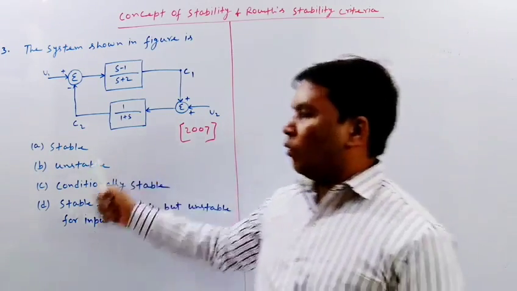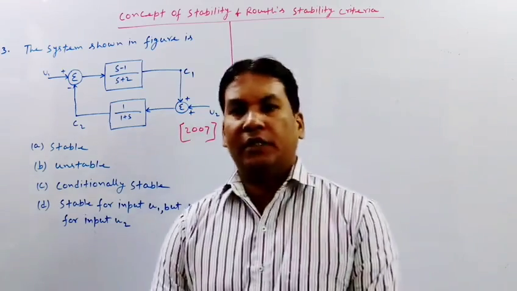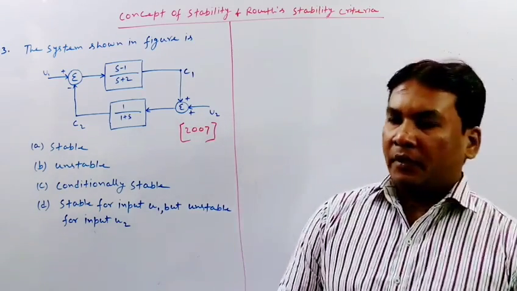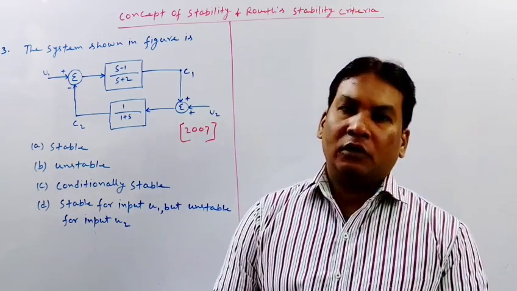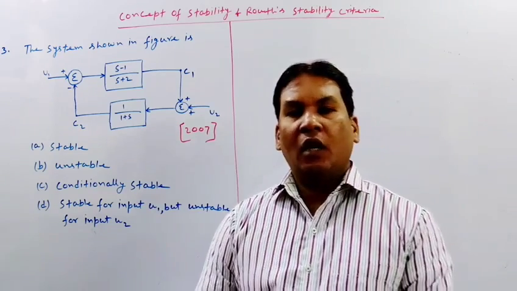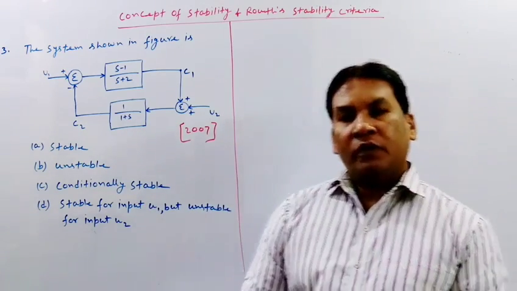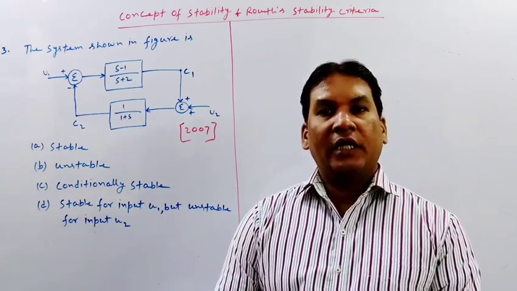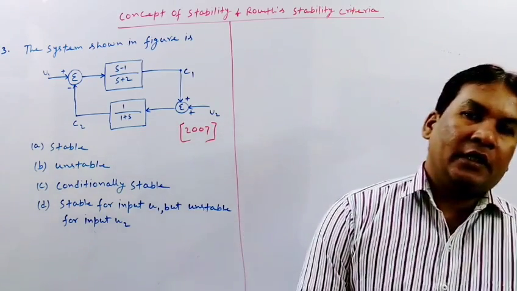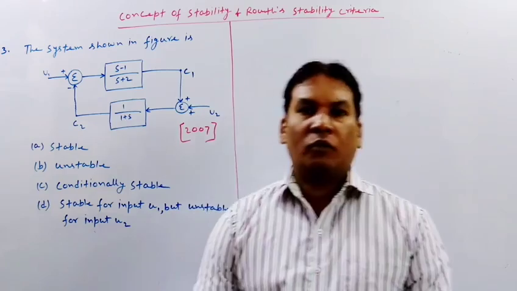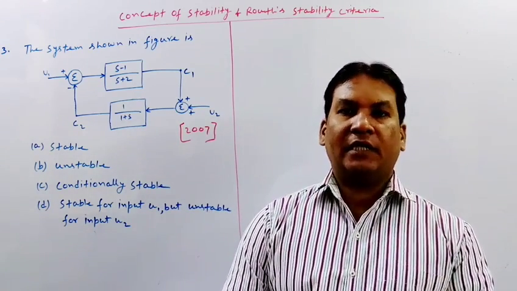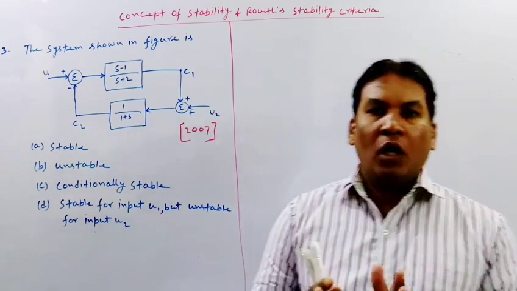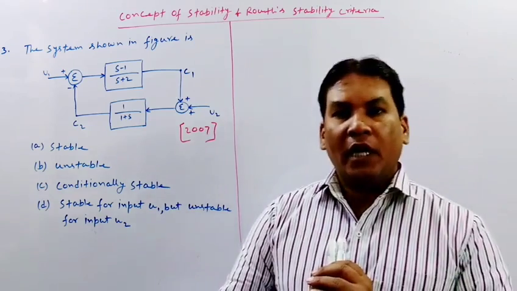So let me define what is stability and what is instability. A system is said to be stable if it fulfills two conditions. The first condition is, for a bounded input, the output must be bounded, and the second condition is, in the absence of input, the output must tend to 0, whatever the initial condition. If a system satisfies these two criteria, then the system is said to be stable.